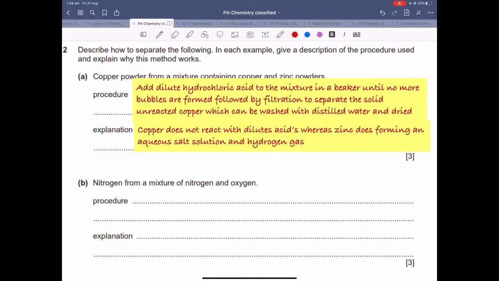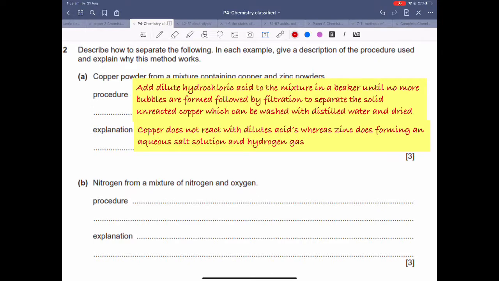So the boiling point of nitrogen is, I think it's about minus 196 degrees C, and oxygen minus 183 degrees C. So the nitrogen, having the lower boiling point, would boil off first and can be collected, followed by the oxygen.